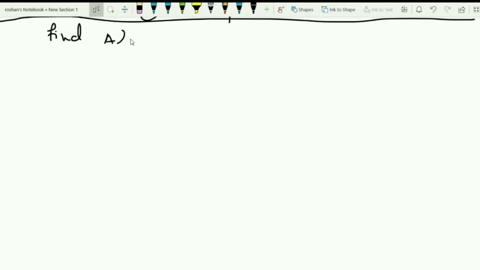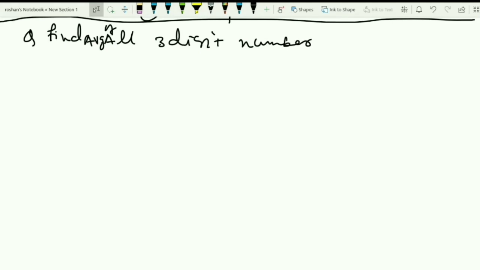Find all 3-digit, not find all, find the average of all 3-digit numbers. And let me recommend you something very strongly. Don't just watch this screen. That is not going to help you out. Whenever I'm teaching something, I'm also writing, which means that I want people to write it down in the book.